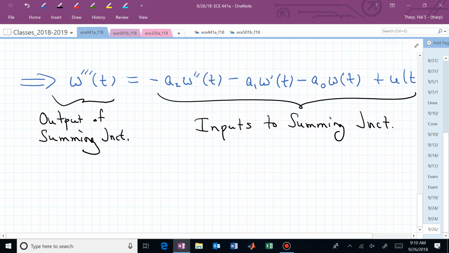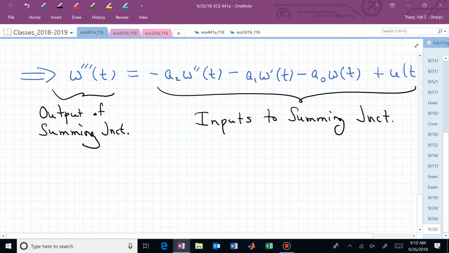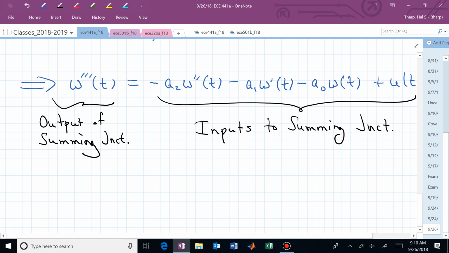And give yourself some space, because now what I want to do is from w triple prime, I want to generate w double prime, w prime, and w. And how can I do that? By applying your calculus, right? All we have to do is start integrating. And if I want w out of w triple prime, how many times am I going to need to integrate? 3. So I'm expecting to see 3 integrators really just sequentially connected.